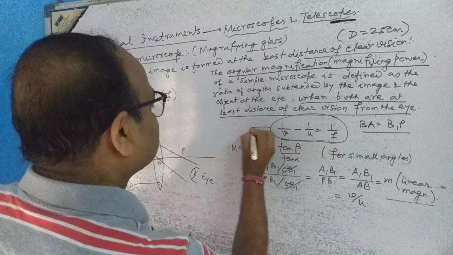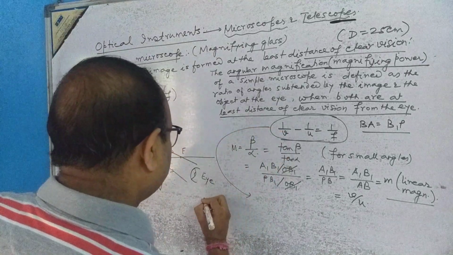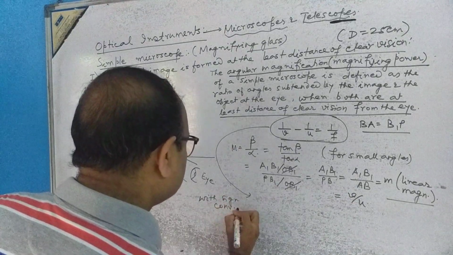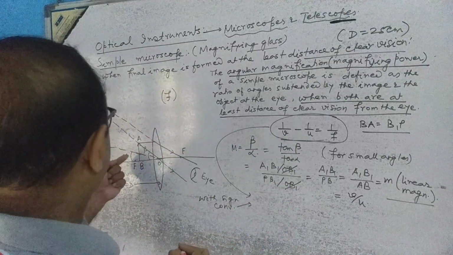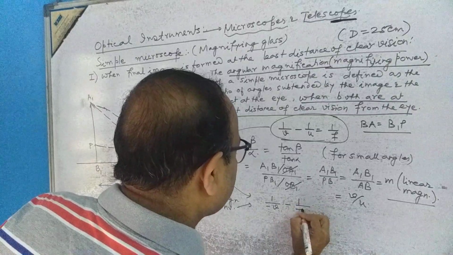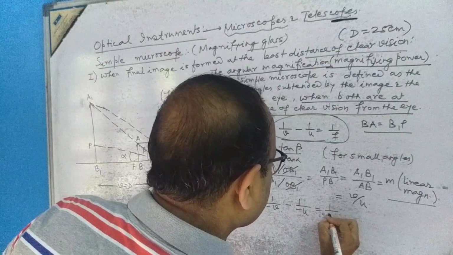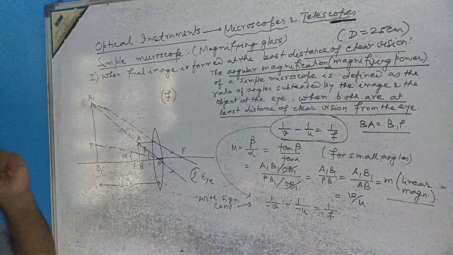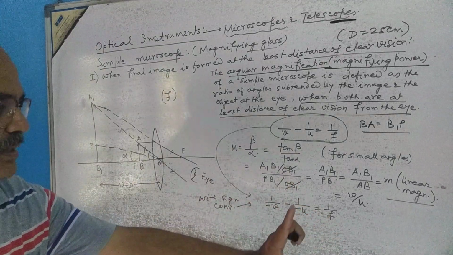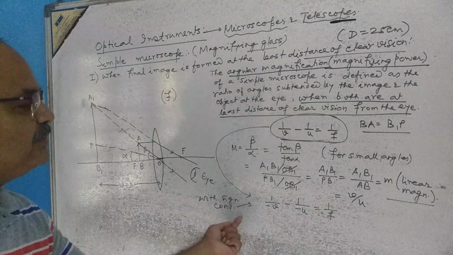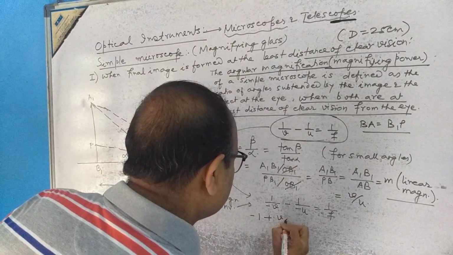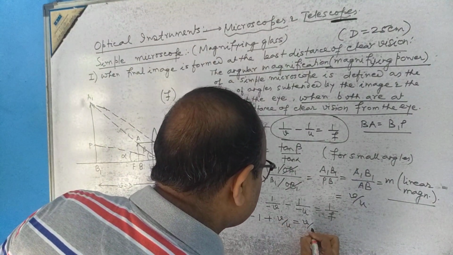Use here the sign convention. Look what I am doing. V is negative, minus U is equal to 1 by F. I have taken V to be negative, U to be negative, so it can be written as this. Now, multiplying both sides by V, can I write minus 1 plus V by U equal to V by F?